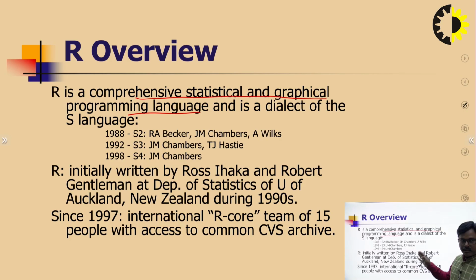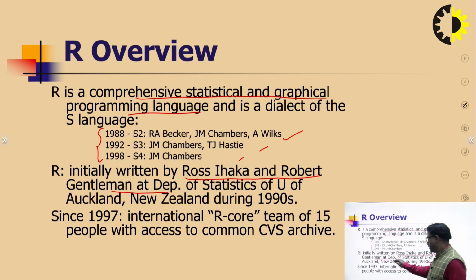That's why it is written that R is a comprehensive statistical and graphical programming language, and a dialect of the S language. Earlier the S language was there, and there was a period during which S programming was introduced and worked upon, and these are the different authors who worked on different S programming languages. Initially R programming was written by Ross Ihaka and Robert Gentleman at the Department of Statistics of Auckland. So this is a basic overview of R programming, when and how it was started.